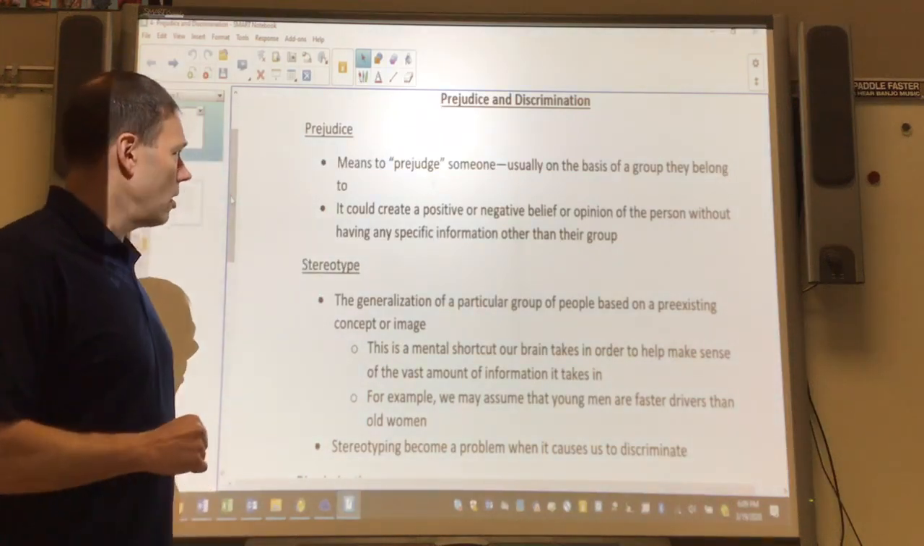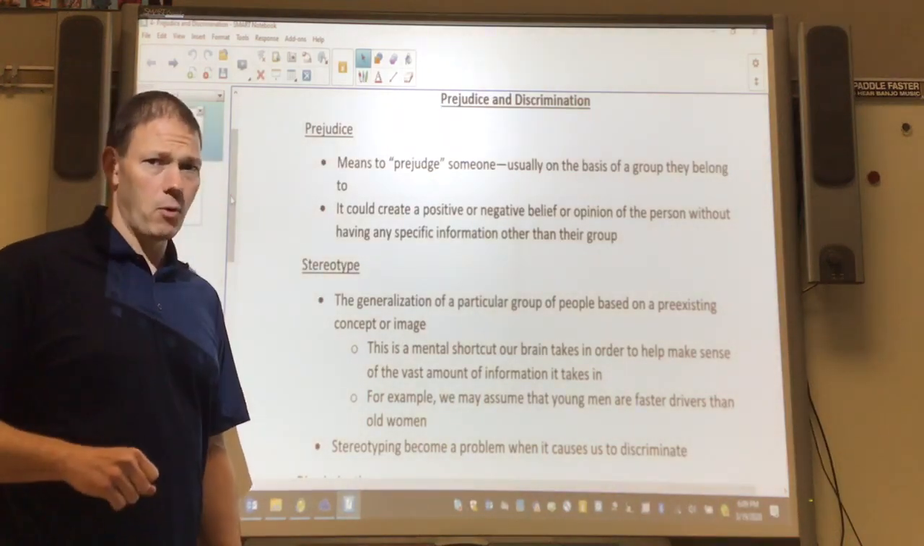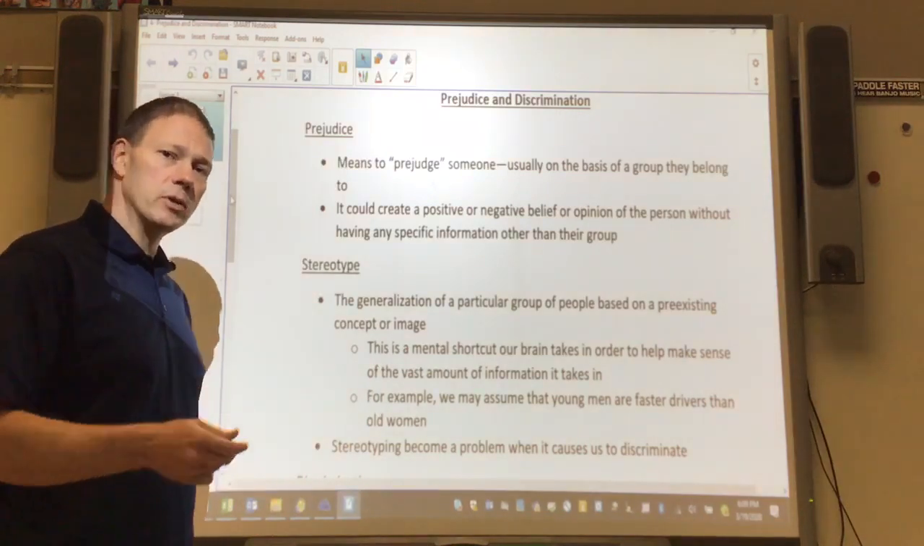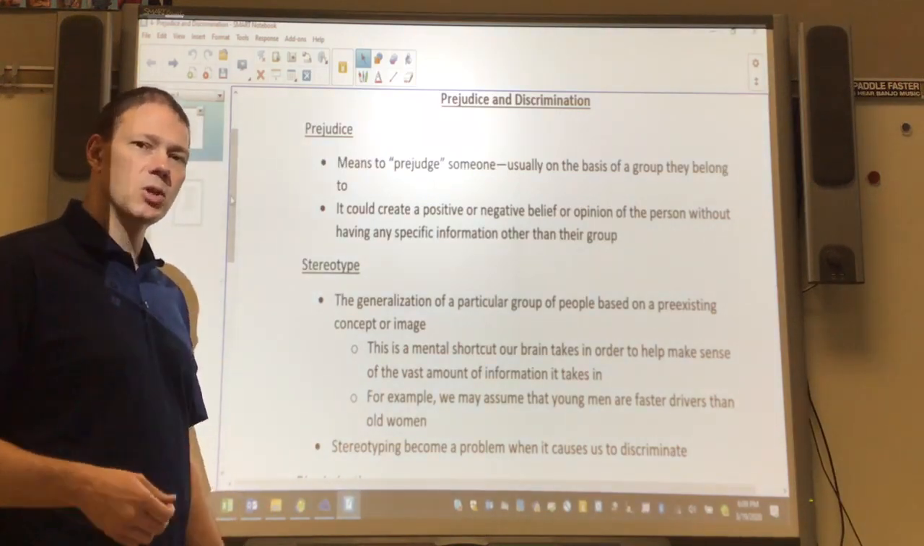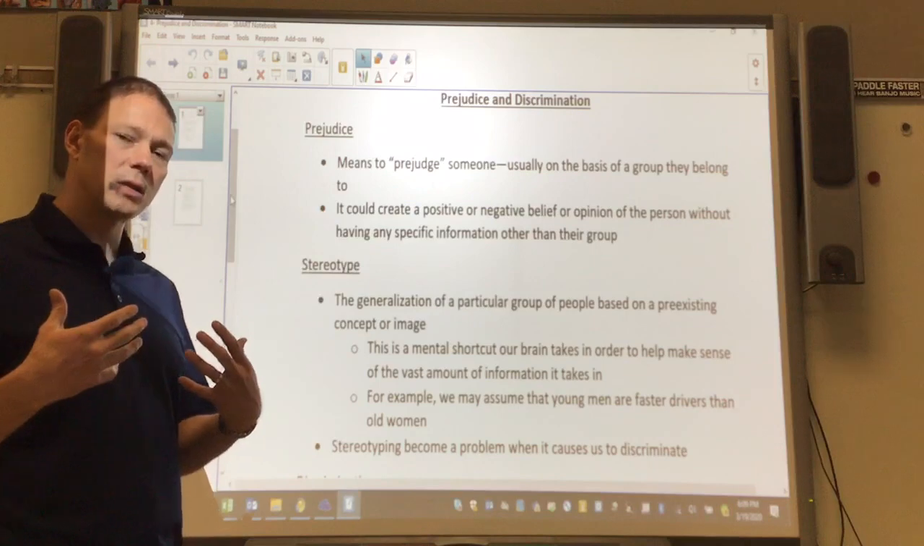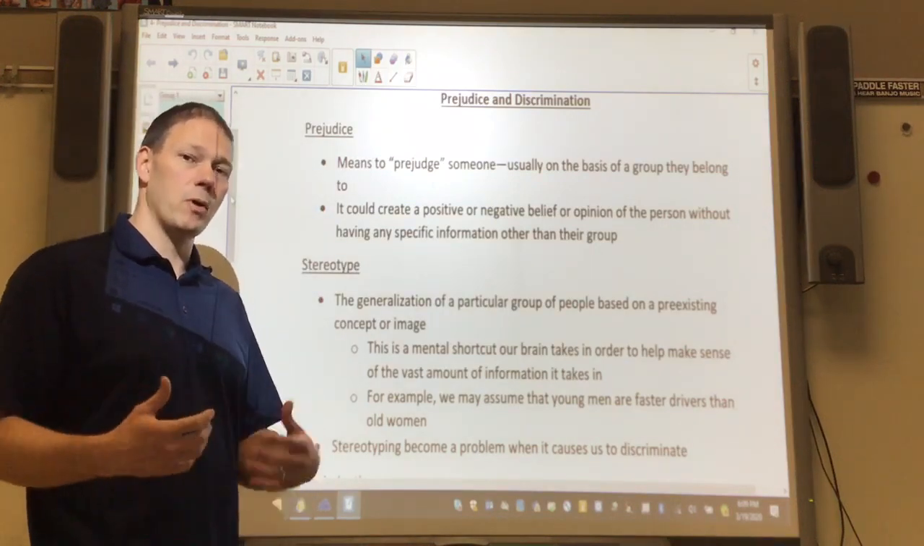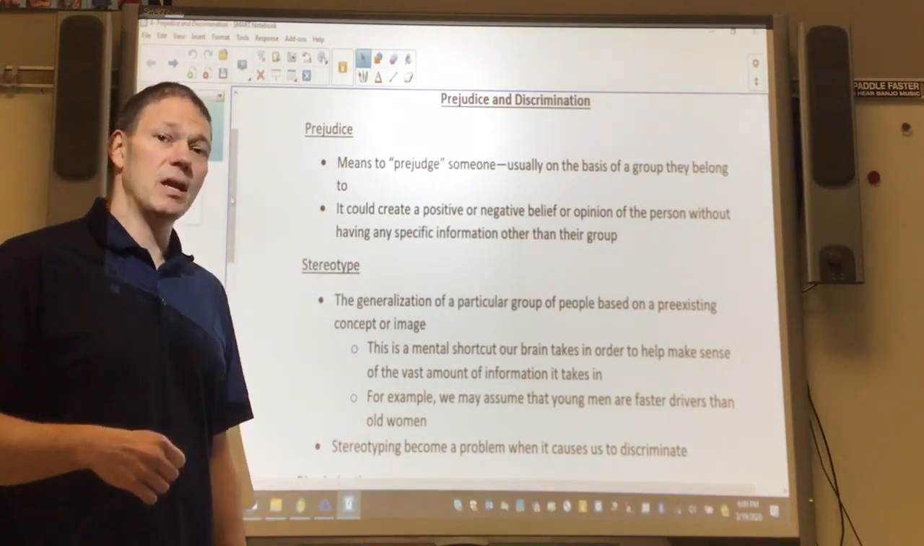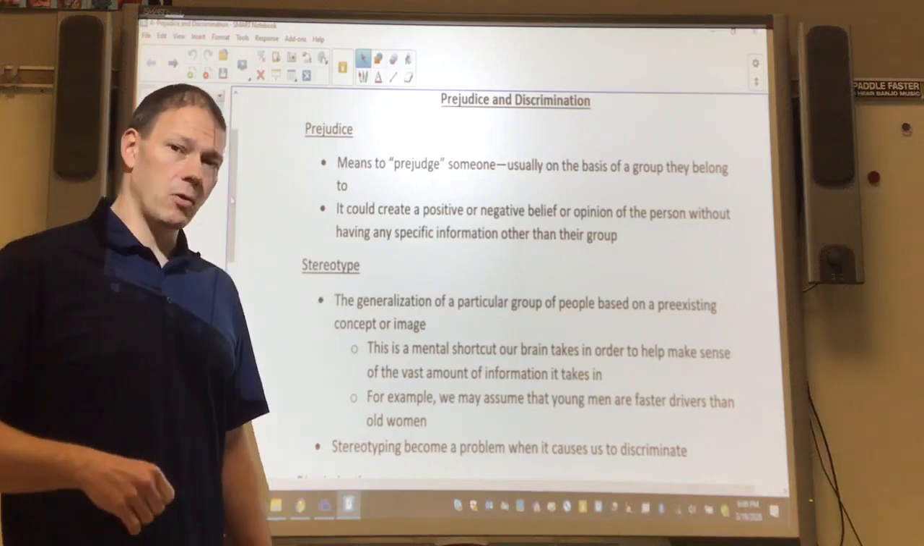But let's talk about these terms. You've heard these terms before. You know what prejudice is, you know what discrimination and stereotype are, but we're going to explain some specific definitions for them, make sure we're on the same page, and then cover a little bit of the psychology of why we categorize people in this way.